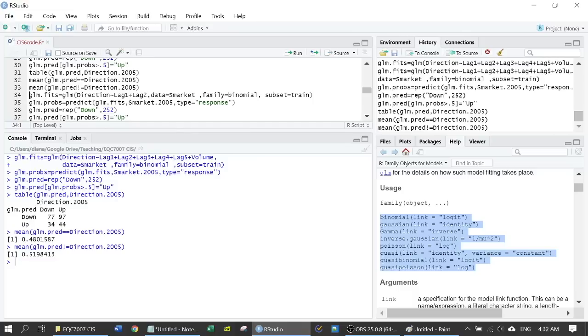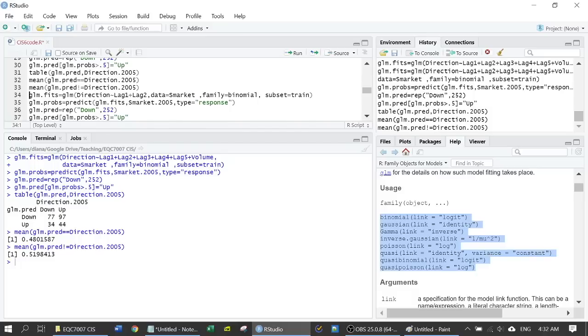So the results are basically rather disappointing. The test error rate, which is about 51.9%, is worse than random guessing. Of course, this result is not at all surprising, given that one would not generally be expected to be able to use the previous day's return to predict future market performance. If you were able to do that, some of us who are very good with statistics could be very rich right now.